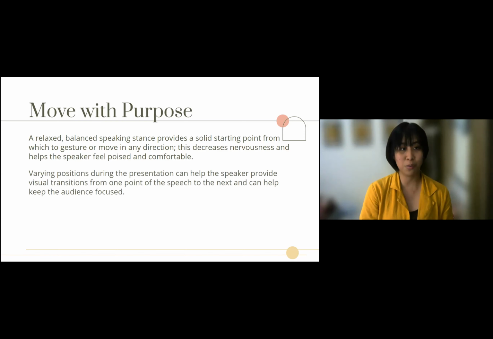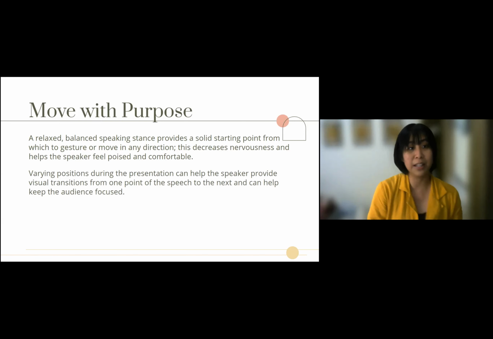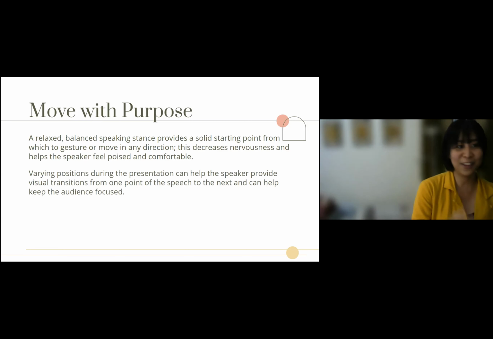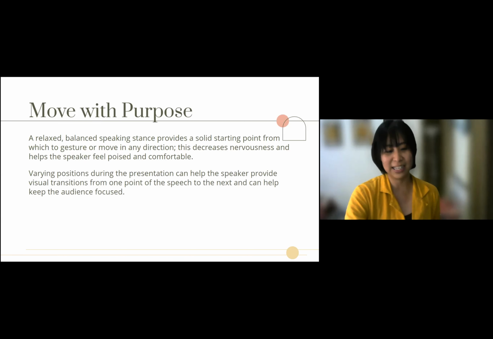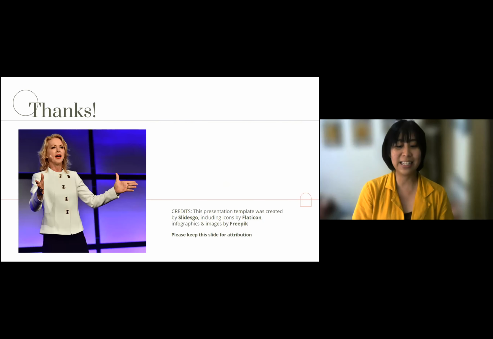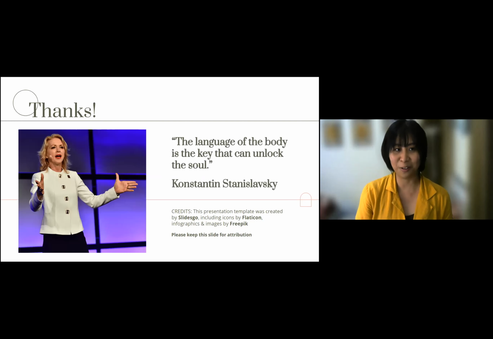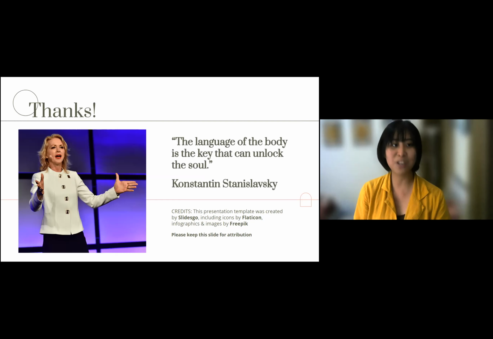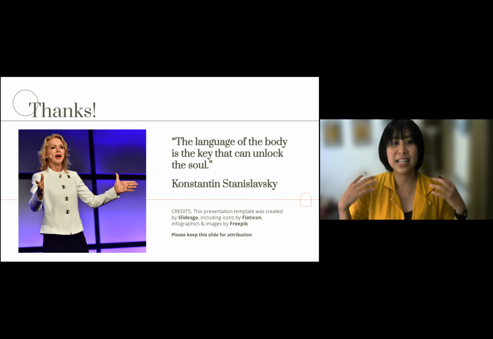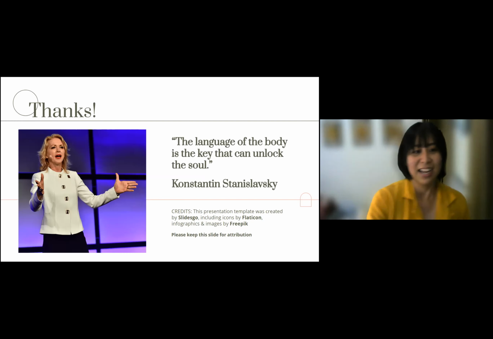Varying the position during the presentation can also help the speaker provide visual transition. For example, first, second, third, it helps the visual transition that keeps the audience focused. So again, the language of the body is the key that can unlock the soul. Remember the picture that I showed in the very beginning? Your facial expressions and your gestures can convey emotion. Your whole body is the best visual aid a speaker can have. So make use of it.